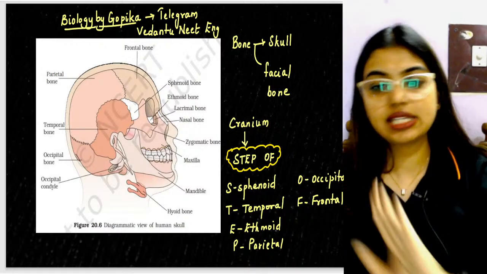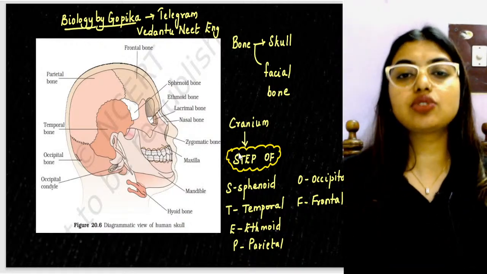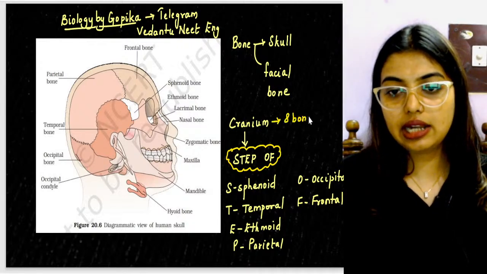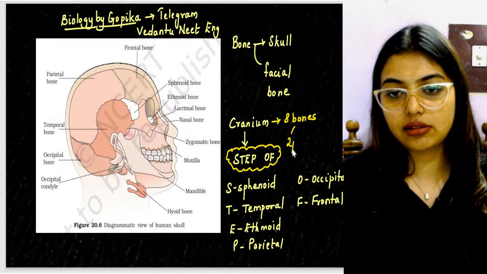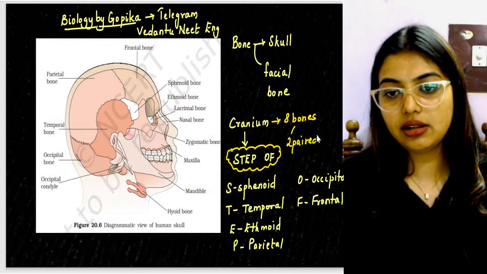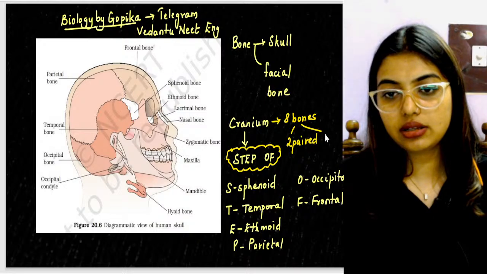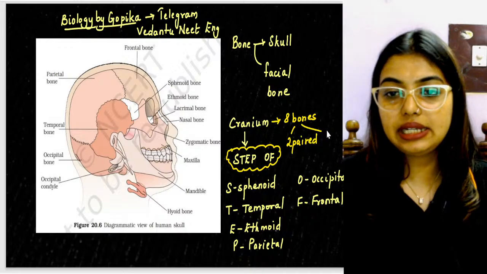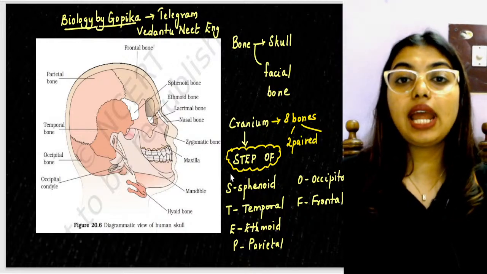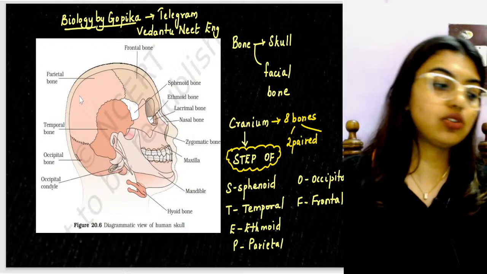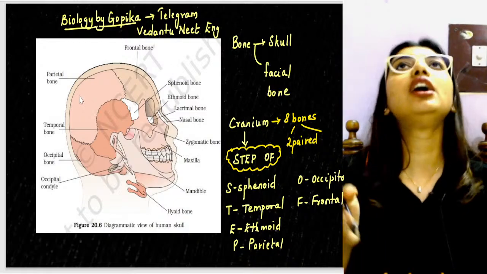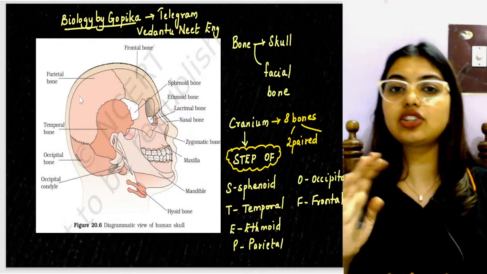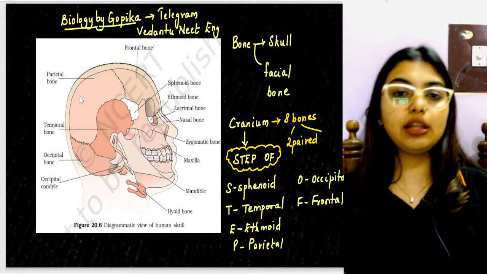Okay, step off. Tell me who is paired. Out of the 8 bones, cranium has 8 bones, 2 are paired and the rest are unpaired. So in this, P and T are paired. PT teachers are always 2 in number. You have always noticed one boy will be there, one girl will be there, usually a lady teacher and a gents teacher. PT teachers will always be in a pair. So that's how you remember.